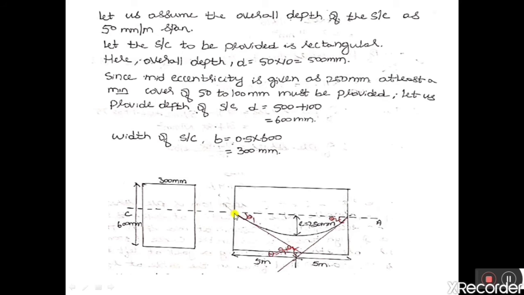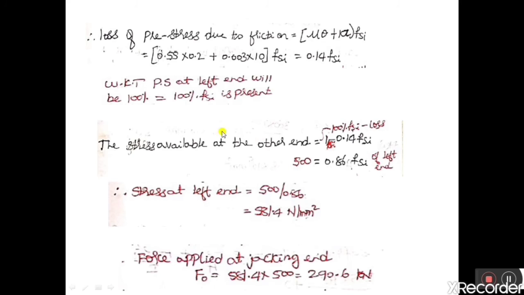We have 100% pre-stress here at the left end or jacking end, and the pre-stress has been reduced by 0.14 Fsi due to the friction between the cable and the duct, and here the pre-stress is 500 Newton per mm square.